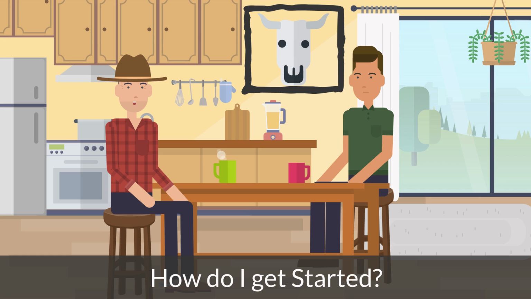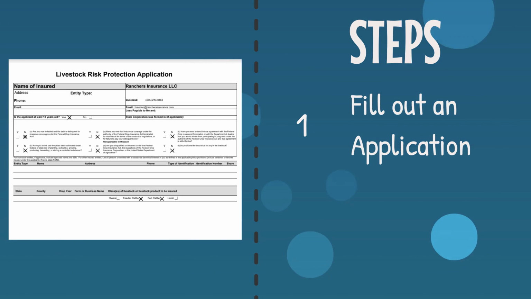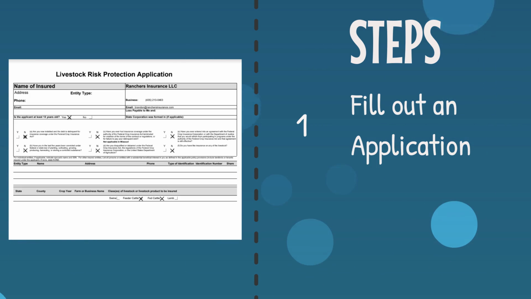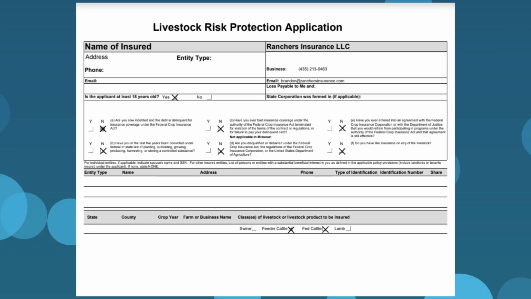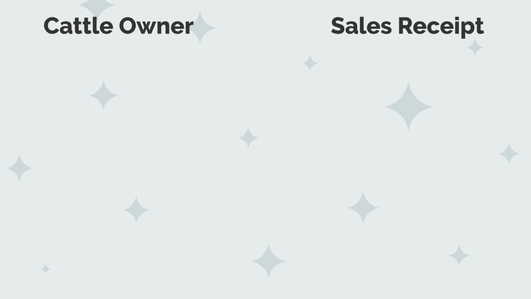This sounds really good. How do I insure my cattle? Signing up for LRP is a simple two-step process. First, we need to fill out an application. There is no cost to submit an application, and filling out the application doesn't commit you to ever use LRP. The important part here is that we make sure that the person or entity listed on the application is the same person or entity that actually owns the cattle, and can prove ownership, as we have discussed.